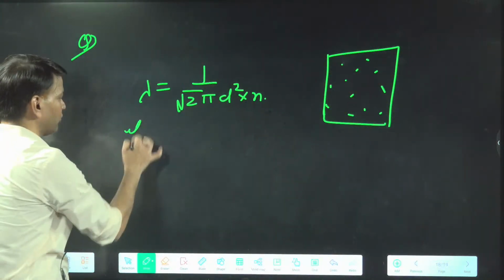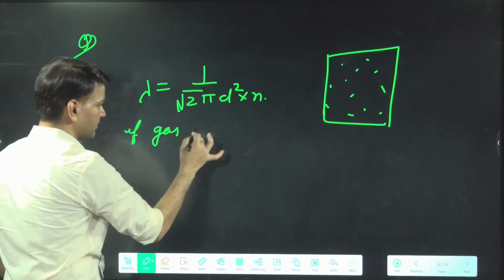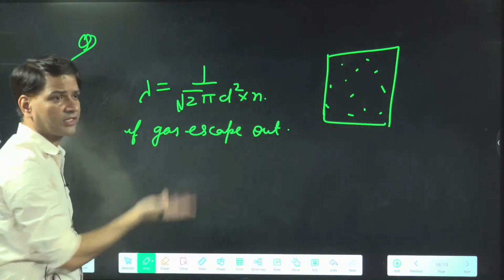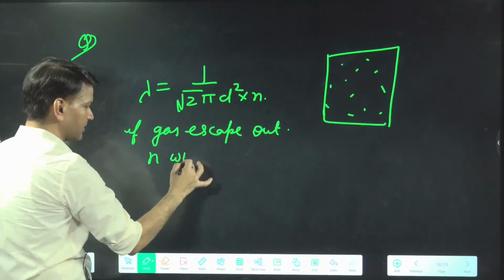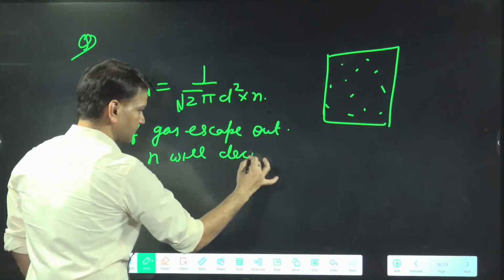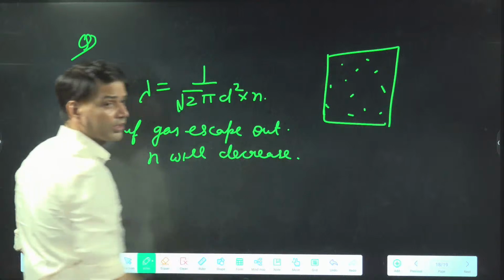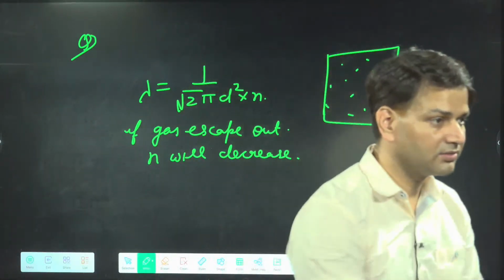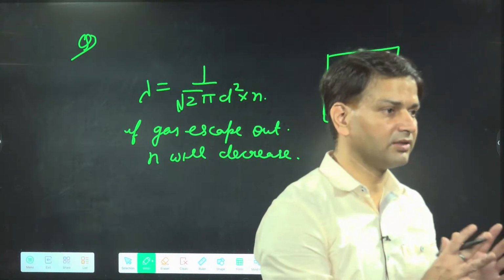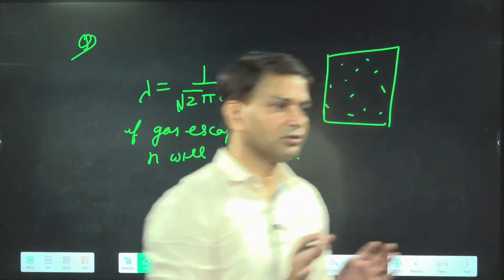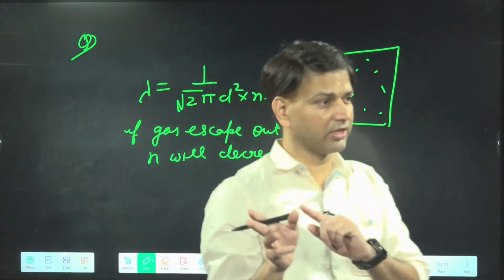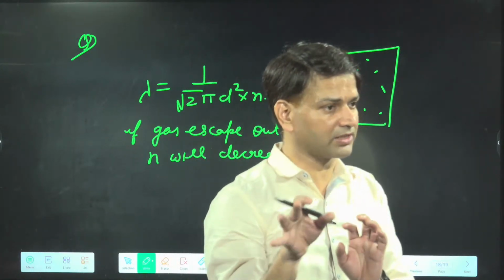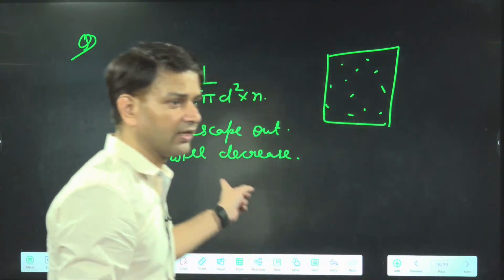If some gas escapes out, there is no need to see the temperature effect. Directly I can say that n will decrease. If n decreases, lambda will increase. Yes or no? The temperature effect and pressure effect are both connected with each other. So that's why directly we cannot say from the pressure and temperature. It is easy from the n.